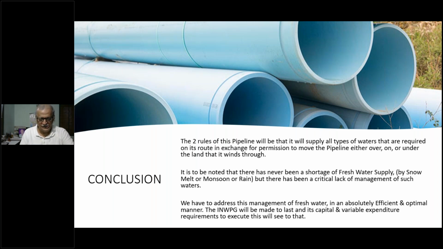The Indian National Water Pipeline Grid will be made to last, and its capital and variable expenditure requirements to execute this will see to that. There will be no shortage of money for this project. I mean, last I read about it, they had allocated 9 lakh crores towards piping water in urban cities and villages. And after that, I wanted to mention something, but I forgot what it was.